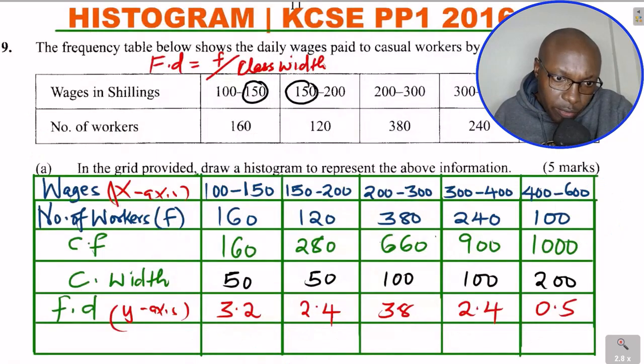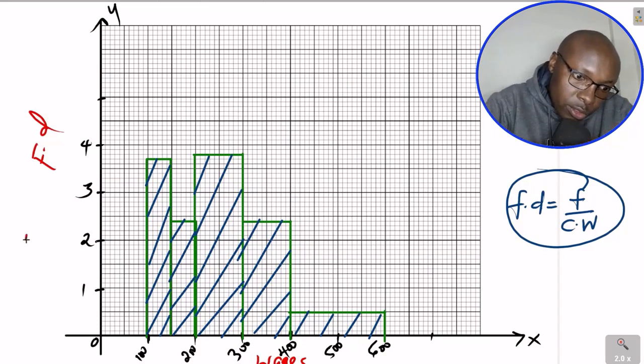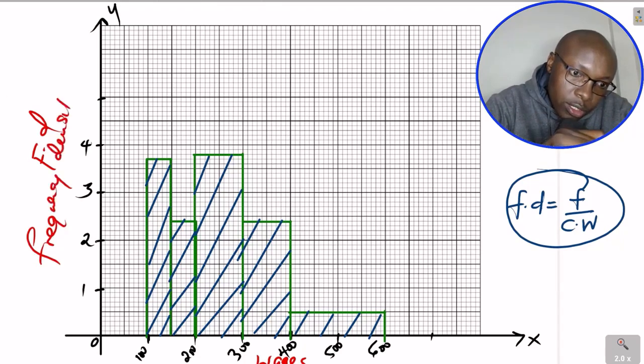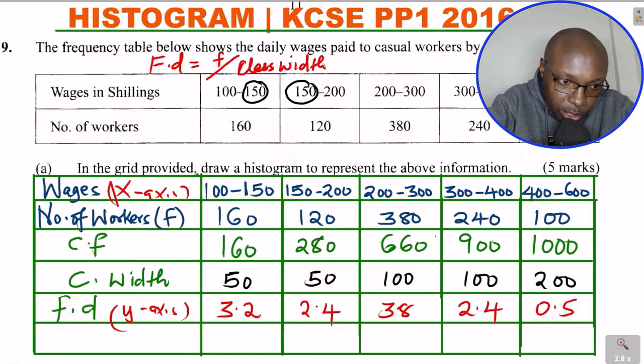So we've drawn it to represent the information. So the wages are there in Kenya shillings, and we have the frequency density, and we write this one in full. This one is the frequency density. Now that is all about that part. So straightforward. So we go to the next part.